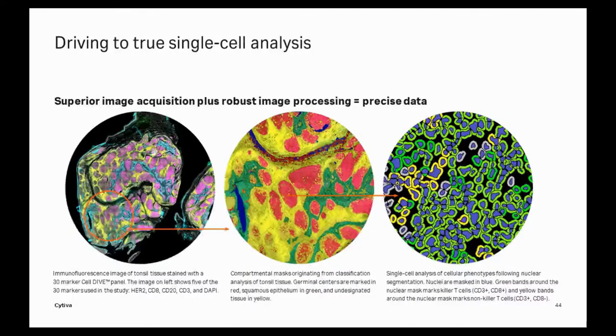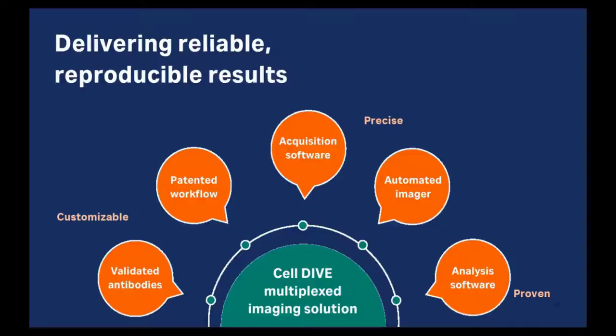So here's just one example of how all of these components come together to provide the capability to do true single-cell analysis. What you see here on the left is the image of a tonsil tissue that was part of a 30-marker Cell DIVE study. Here we've highlighted five of those markers, and as you progress from left to right, you can see staining, segmentation, classification, and finally down to single-cell analysis of cellular phenotypes. This is just one of many examples of how the Cell DIVE imaging system, in all of its components, comes together to bring you reliable, reproducible results.